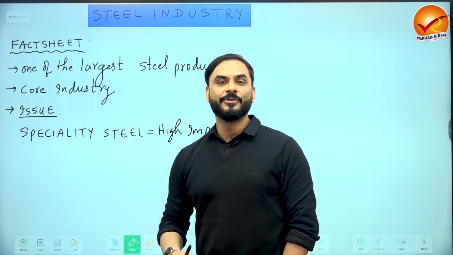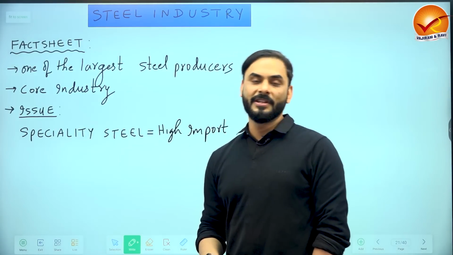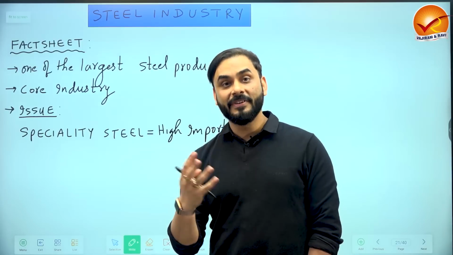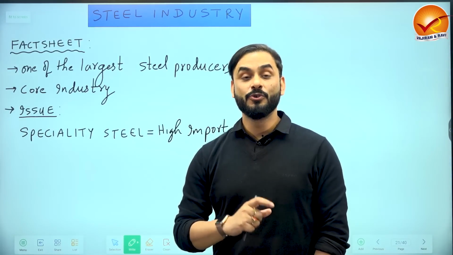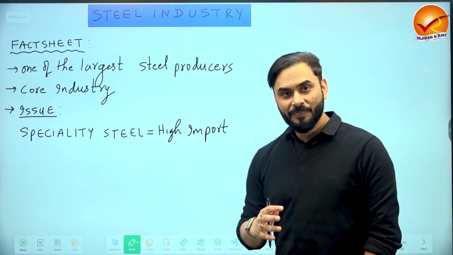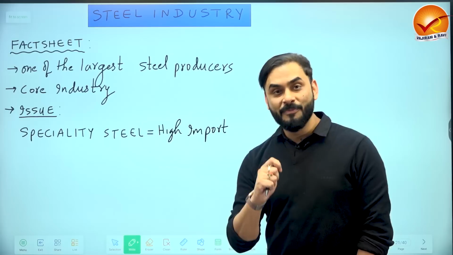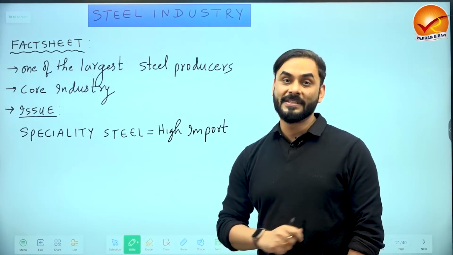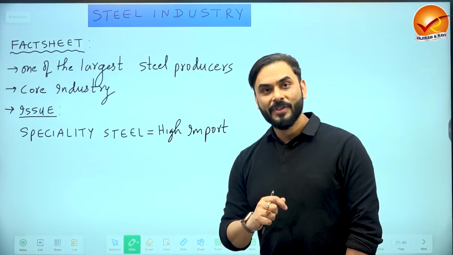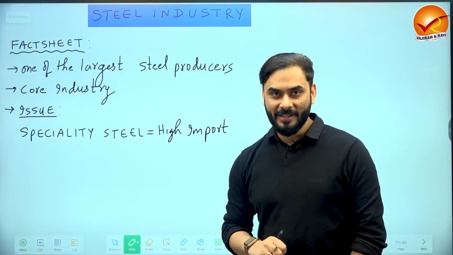Now what is the issue with the Indian steel industry? The issue is something called specialty steel. What is specialty steel? There are some varieties of steel which are used for specific purposes, like in defense. You use very high quality steel called specialty steel. Specialty steel is used in some specific sectors, and India imports a lot of specialty steel. This is the problem. So the Government of India thought, why not create a scheme to promote the manufacture of specialty steel within India, all right?